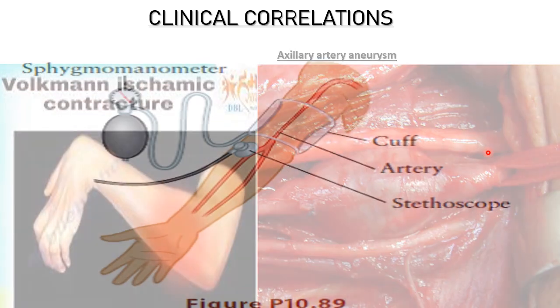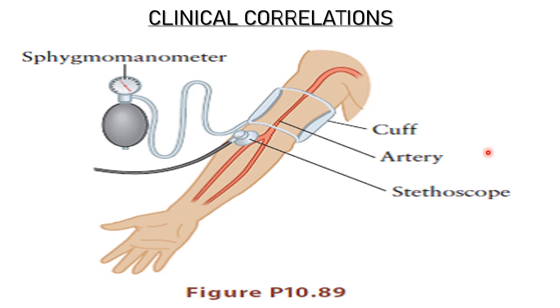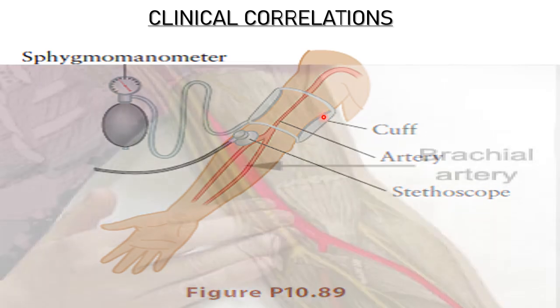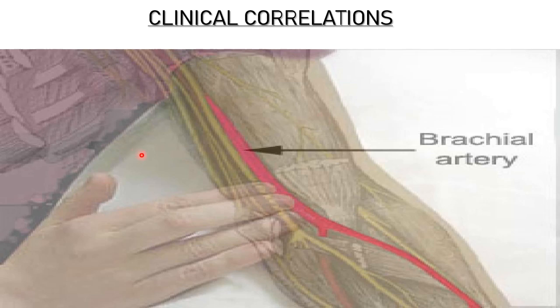Then another clinical correlation is that of measuring blood pressure. We know that we put a sphygmomanometer on the arm, and the purpose is simply to measure the blood pressure via the brachial artery. Then another clinical correlation is the brachial artery pulse.